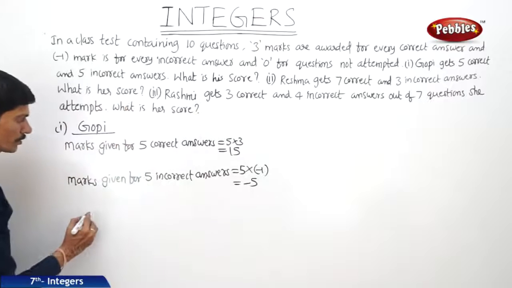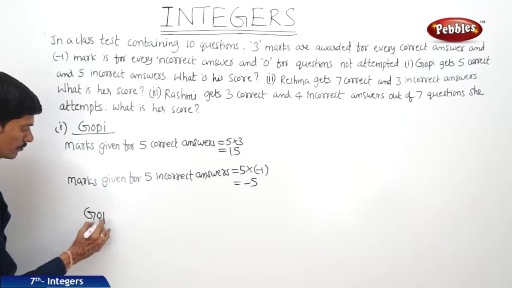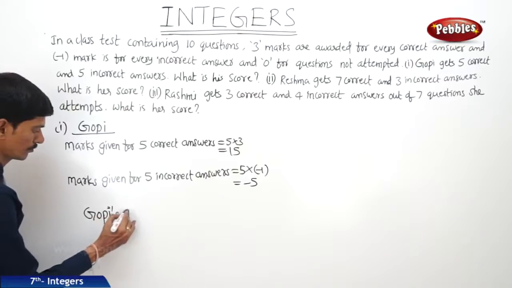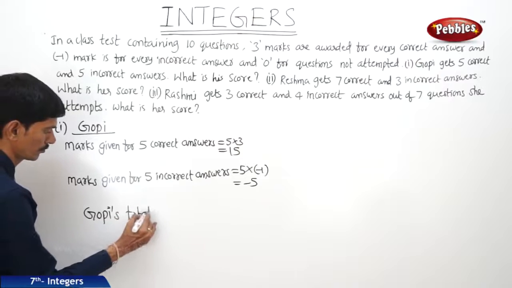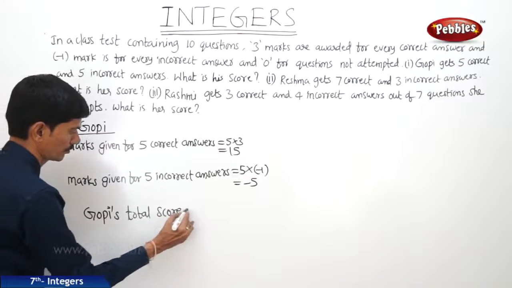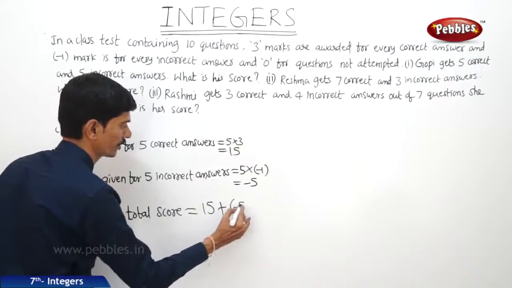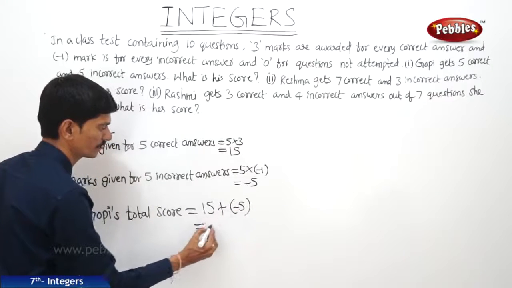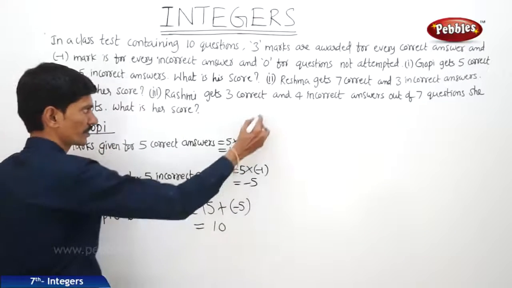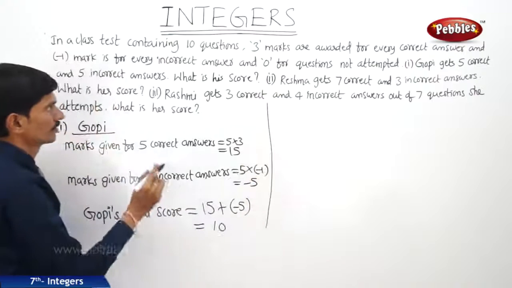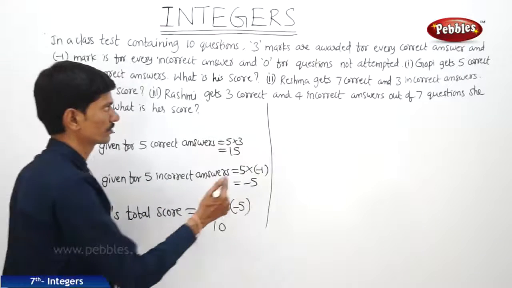Now Gopi's total score equals 15 plus minus 5. So this equals 15 minus 5, which is 10. Then let us find Reshma's total score.